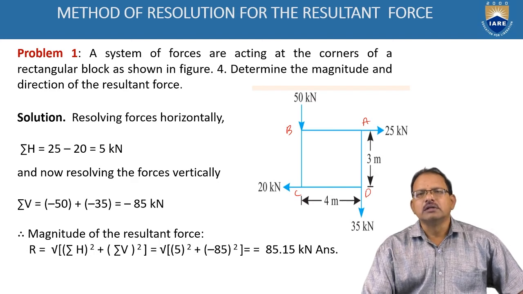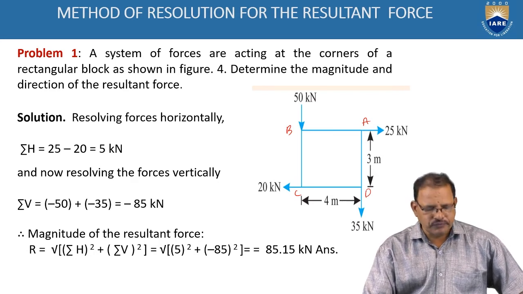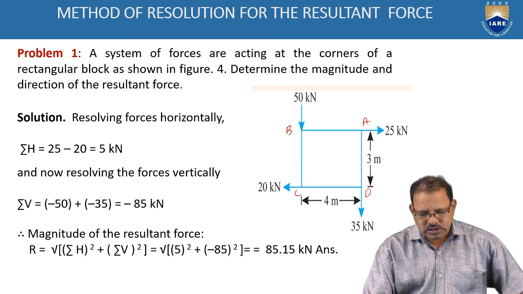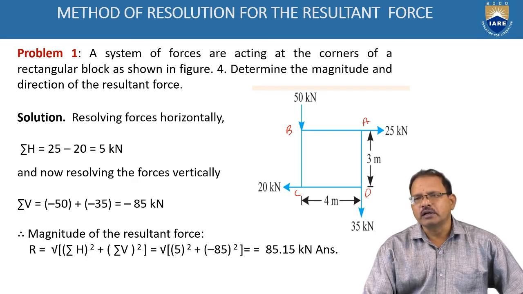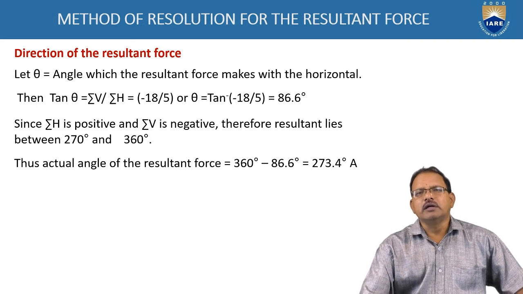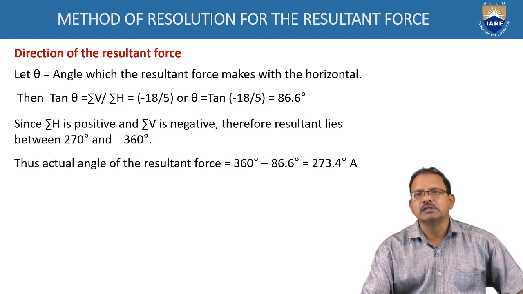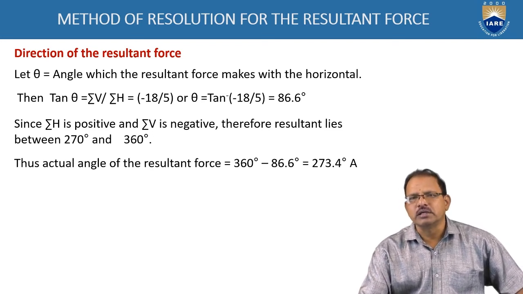The sum of vertical components is equal to minus 50 plus minus 35, which is equal to minus 85 kilonewtons. The magnitude of the resultant force is given by R equal to the square root of sigma H whole squared plus sigma V whole squared, which is equal to the square root of 5 squared plus minus 85 squared, which is equal to 85.15 kilonewtons. Let theta be the angle which the resultant force makes with the horizontal. Tan theta is equal to sigma V divided by sigma H, which is equal to minus 85 divided by 5.